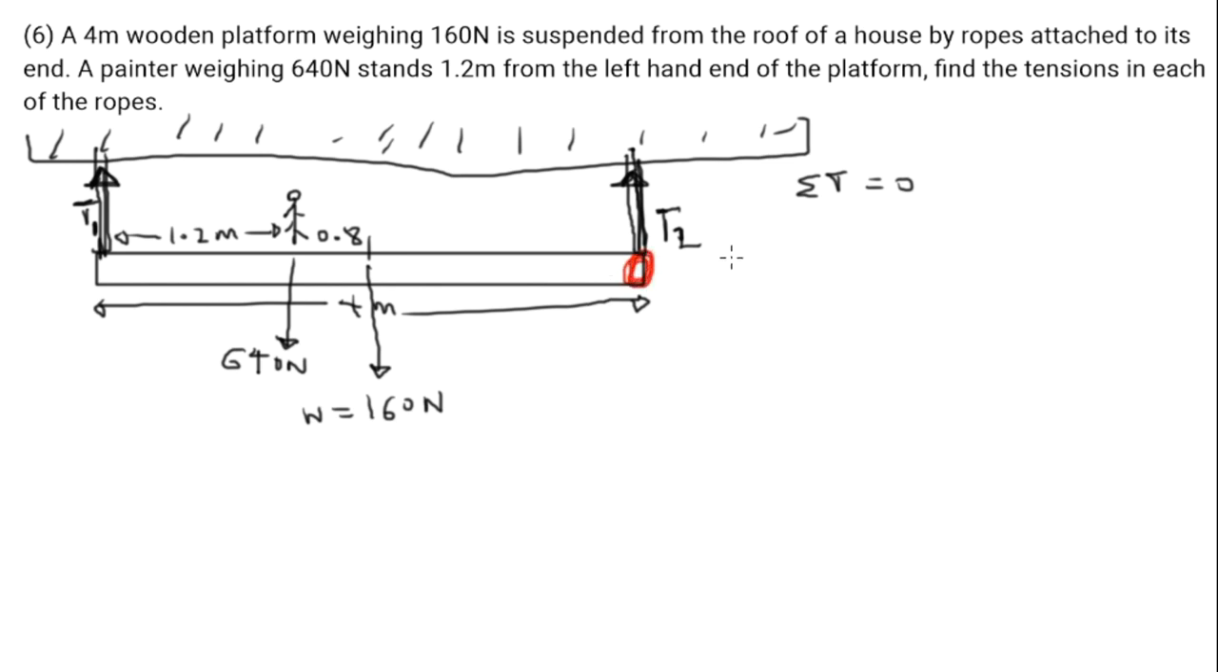That means about this point, the tension T1 will cause a torque of T1 multiplied by 4, because the perpendicular distance from T1 to the axis of rotation is 4 meters. Let's say T2 is the torque that the weight of the ladder will cause, and the weight of the ladder is located at the midpoint, that is 2 meters away from the axis of rotation, that is 160 multiplied by 2.